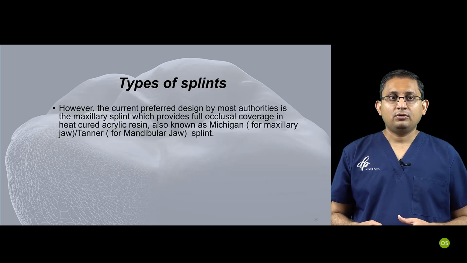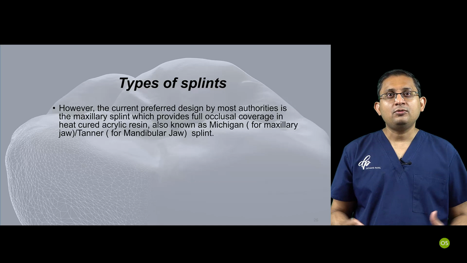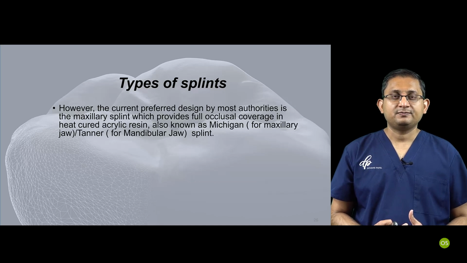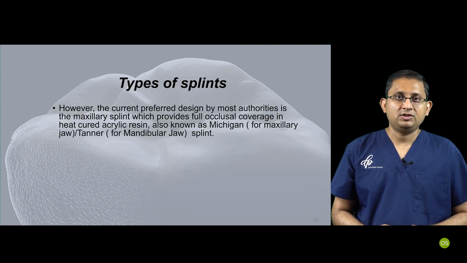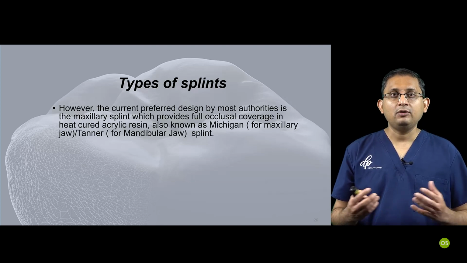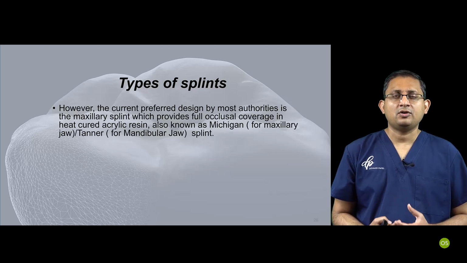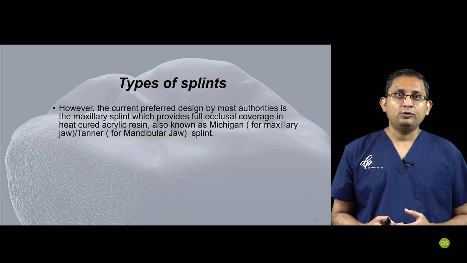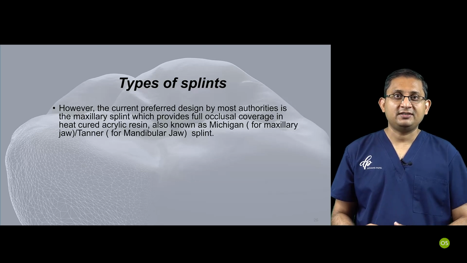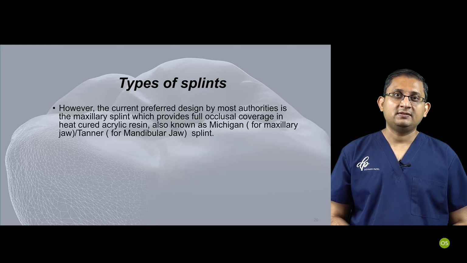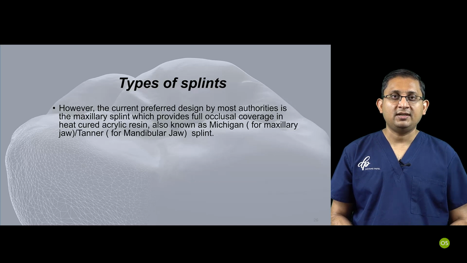So we looked at all the different types of splints. However, the current preferred option by most of the clinician authorities is the maxillary splint, which provides full coverage, such as the Michigan splint or Tanner splint. Although when I say authorities, I know some of the very good authorities describe different types of splints. So it's very much divided what splint is used in what situation.